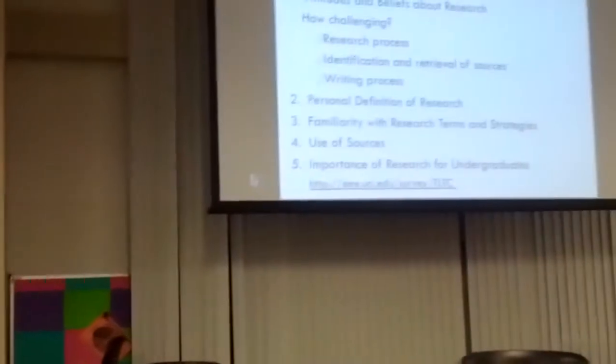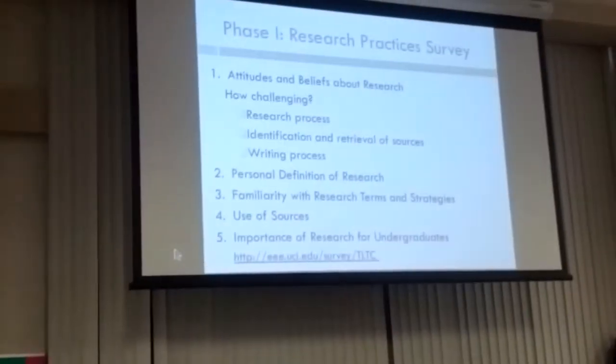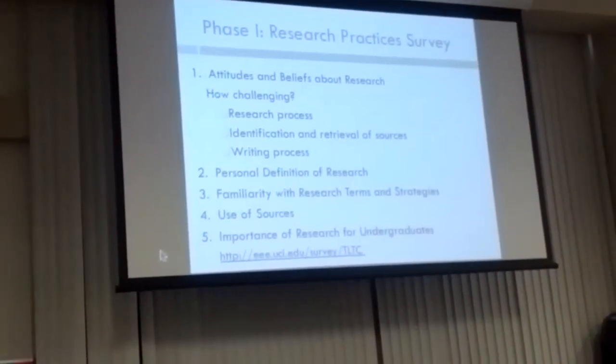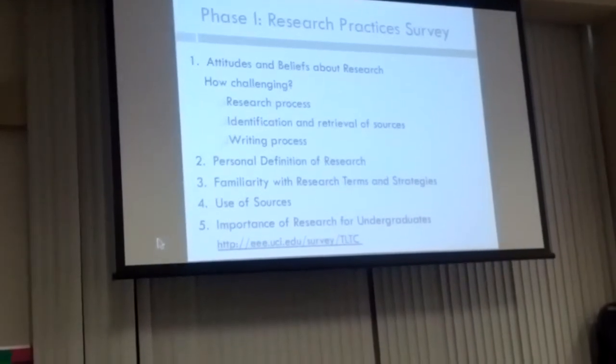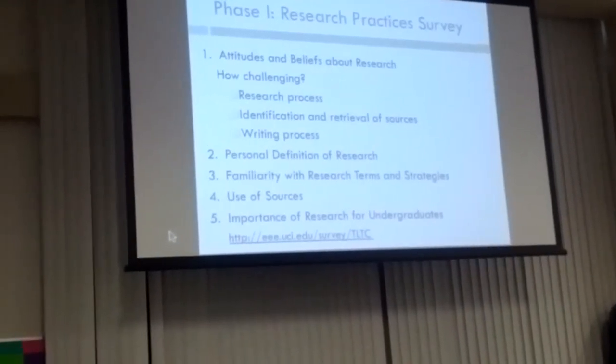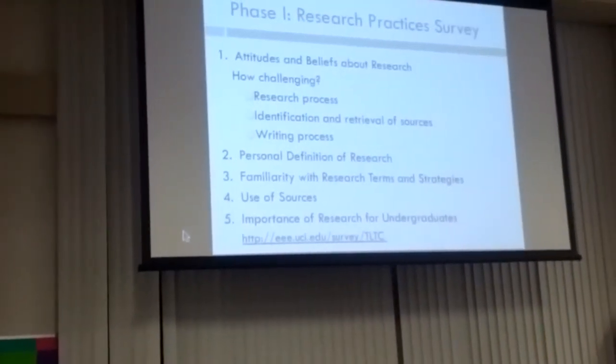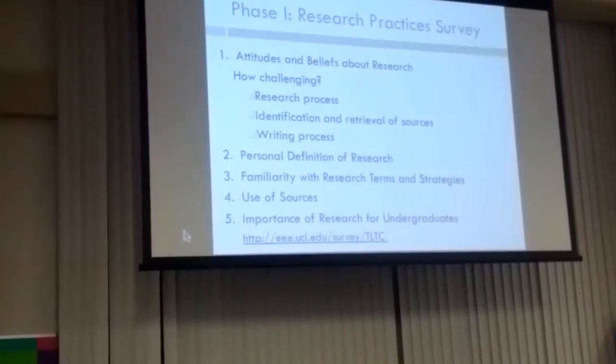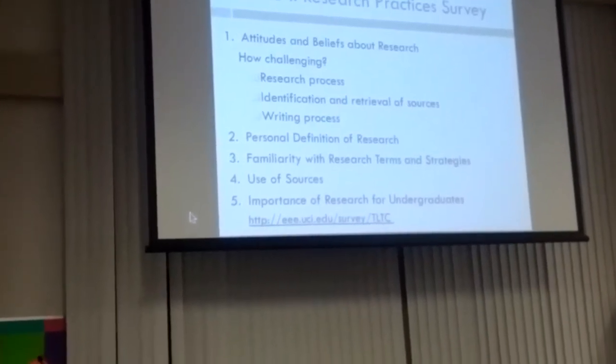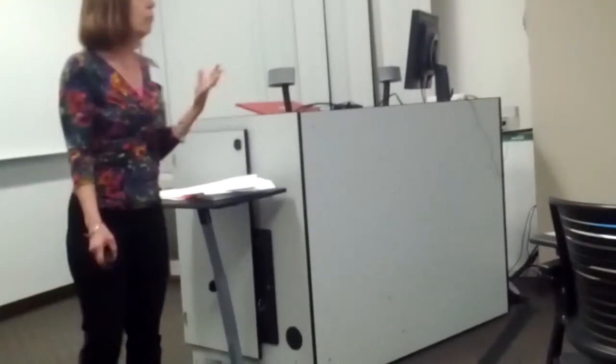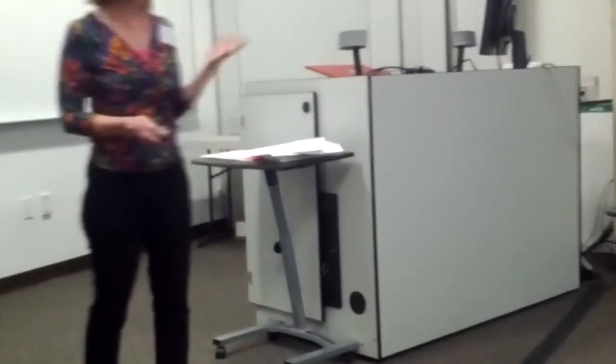And then we had a section that was based on familiarity with research terms and strategies, use of sources, and we asked them to rank or tell us how important they thought research was for undergraduates. So if you want to see a copy of that survey, it's open on EEE. That's the URL. You can go ahead and take it. Nobody will be looking at it. But if you just want to get an idea of what kinds of questions we asked, we do have a copy of the survey available.